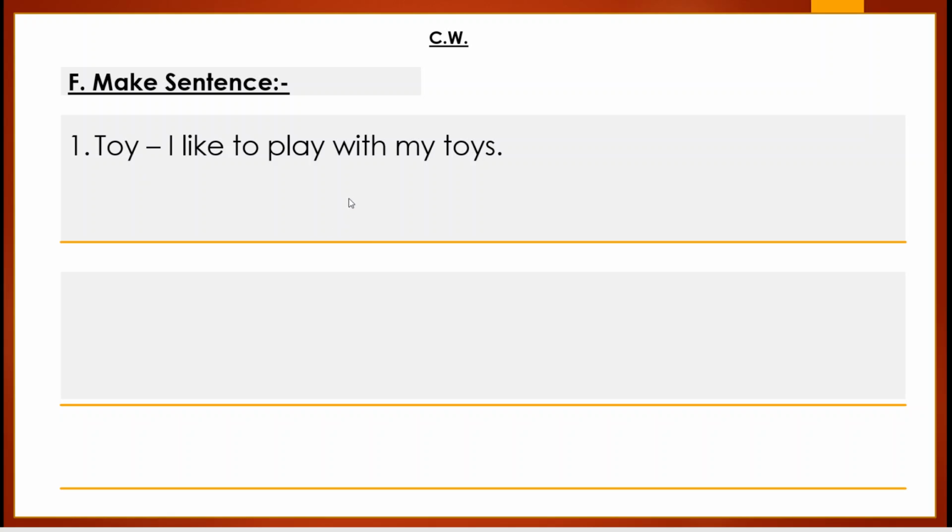और टॉय से आप क्या सेंटेंस बना सकते हैं? देर इज अ टॉय शॉप नियर माई हाउस, देर आर मैनी टॉयज इन द टॉय शॉप. बहुत सारे टॉयज हैं टॉय शॉप में, है ना. सो कोई भी सेंटेंस आप टॉय से बना सकते हैं. यू कैन मेक अ सेंटेंस विद द हेल्प ऑफ दिस वर्ड टॉय.